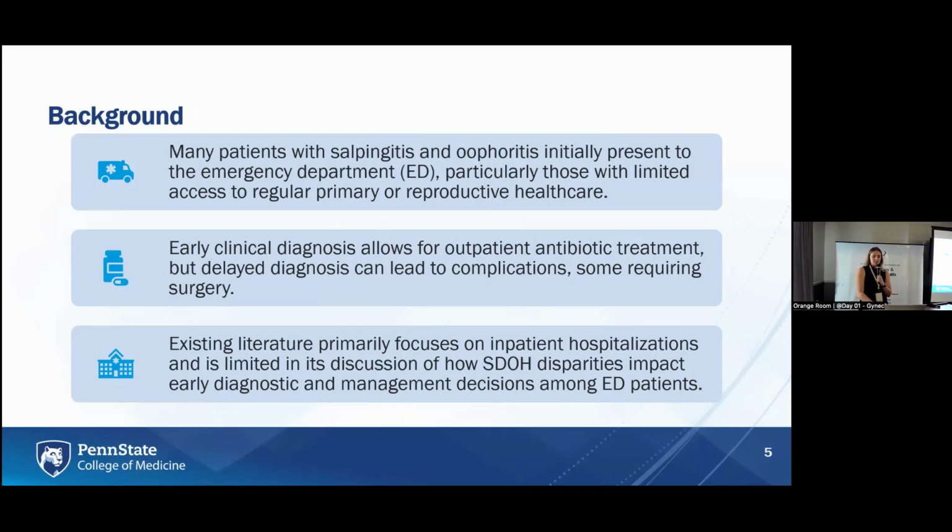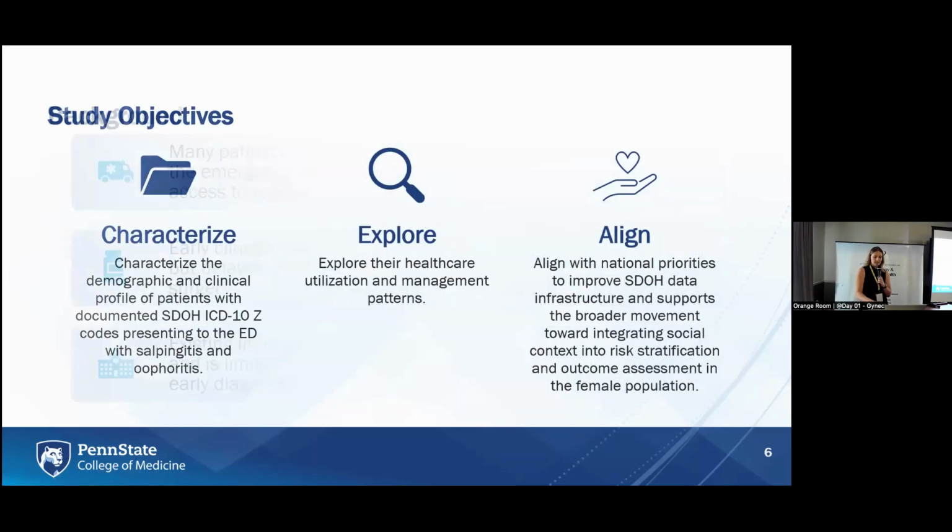Although salpingitis and oophoritis reside under the term of pelvic inflammatory disease, we chose to focus on the former, as these are more likely to require complex interventions such as surgery rather than being treated with simple antibiotics.